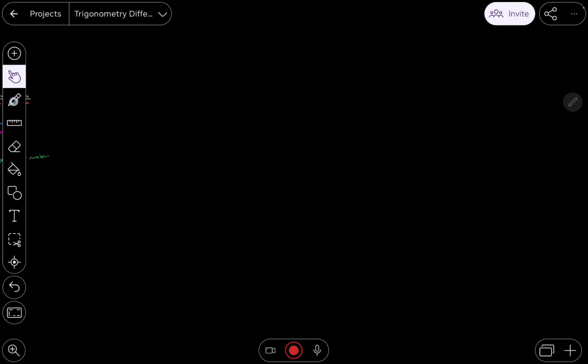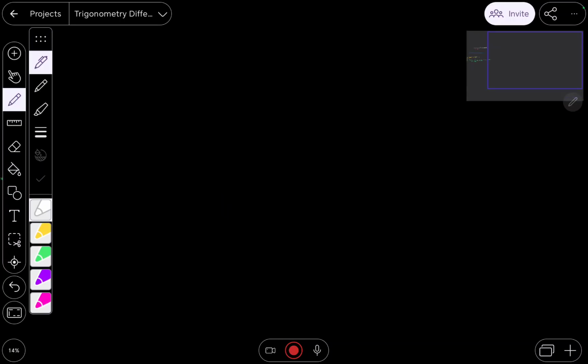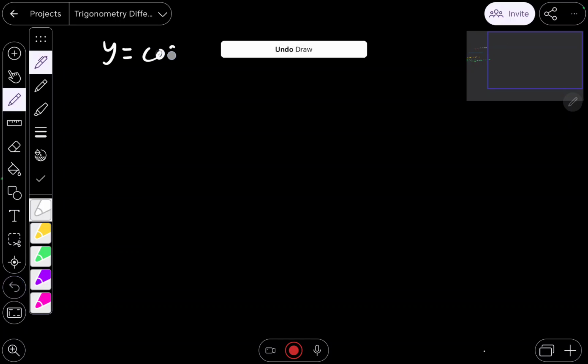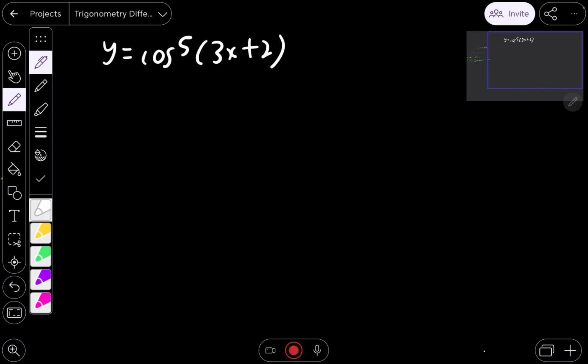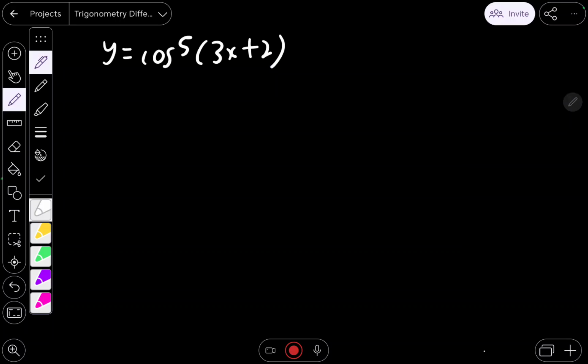So the second question will be differentiate the following with respect to x again. Y equals to 12 cosine 5 bracket 3x plus 2. Alright, let's do this question together, ladies and gentlemen.